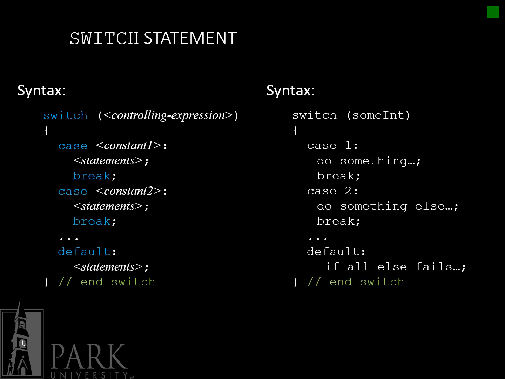Here you see some int that stores an integer value. When the program is executed and it gets to this section of the code, if some int equals 2, then the program will jump to case 2 and execute everything up to the first break that is encountered. Once it hits the break statement, it's going to cause it to jump out of the switch.